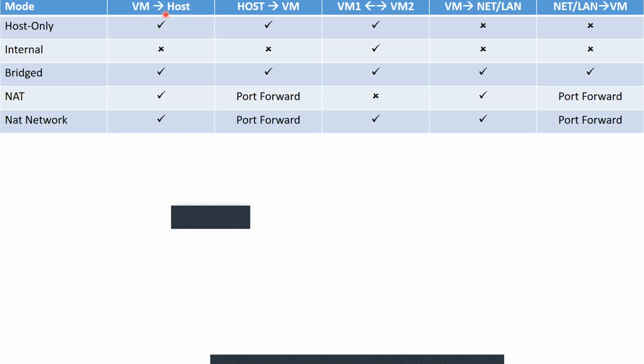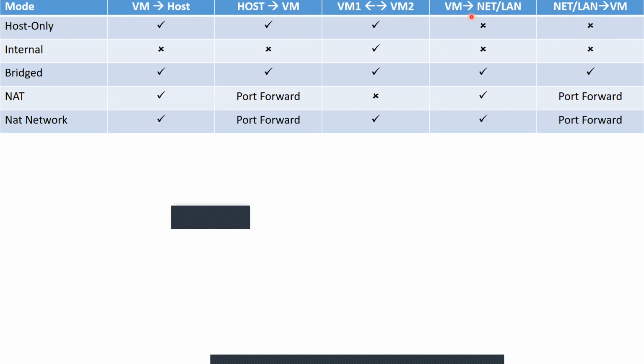From virtual machine to host, it is possible. And from host to virtual machine, it is also possible. And from one virtual machine to another virtual machine, it is also possible. The communication between two virtual machines is possible through the host only. But from virtual machine to internet, it is not possible, and from internet to virtual machine, communication is not possible. So when you go with host only, you can communicate within the internal network, but you can't communicate with the internet.